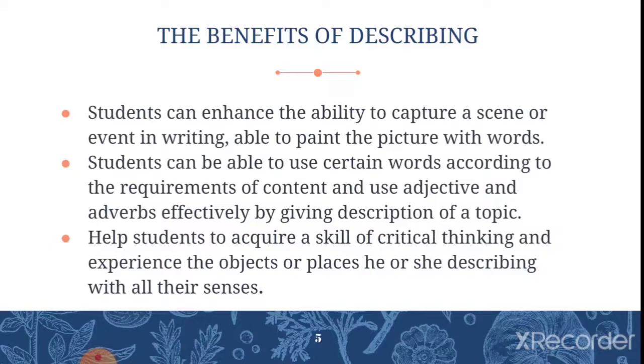The benefits of describing: students can enhance the ability to capture a scene or event in writing, able to paint the picture with words.